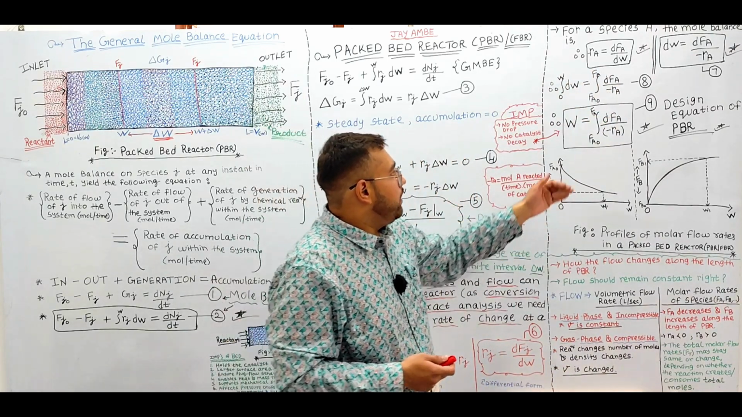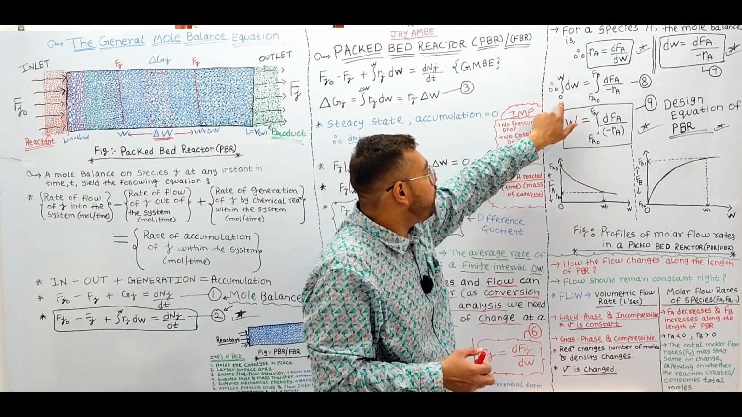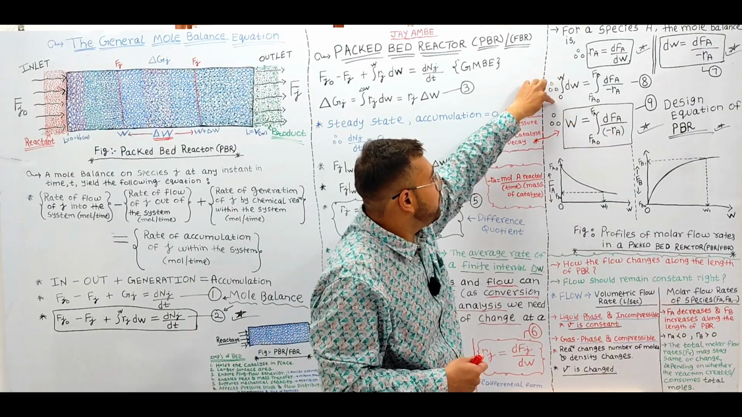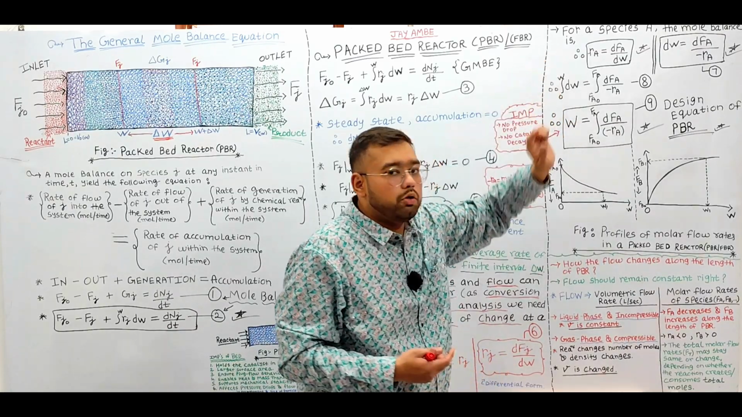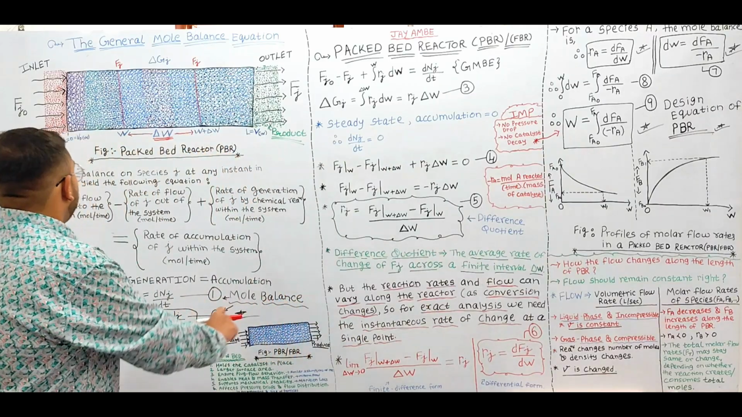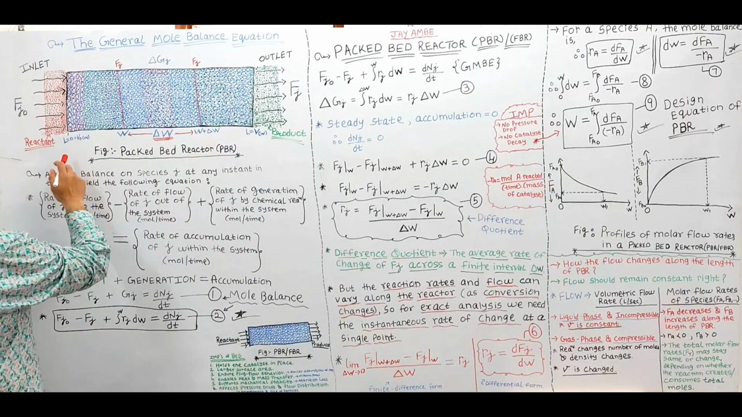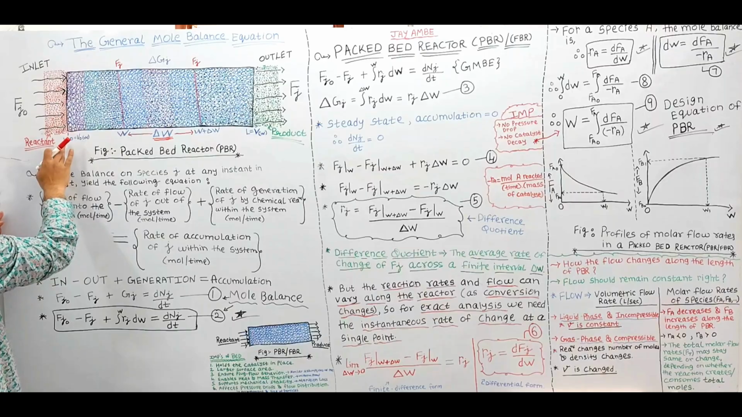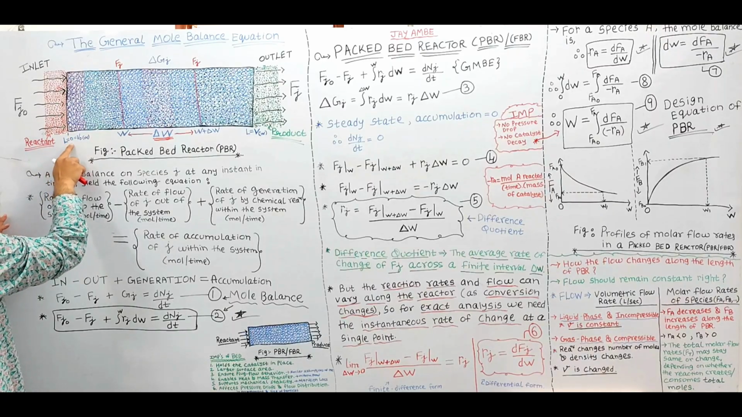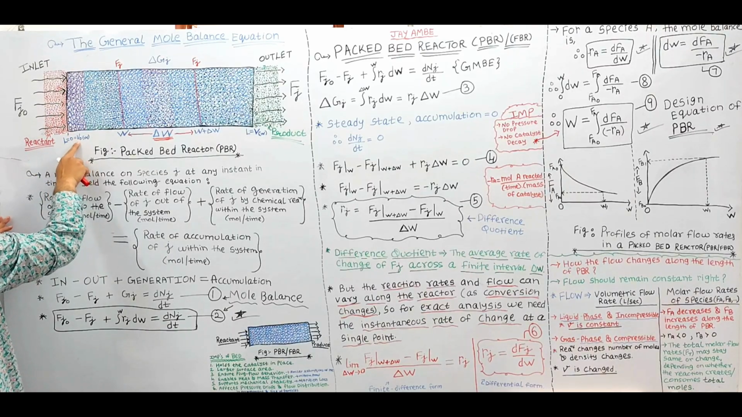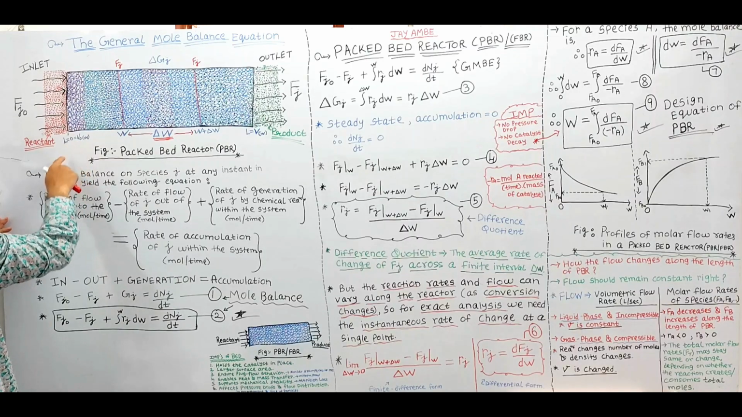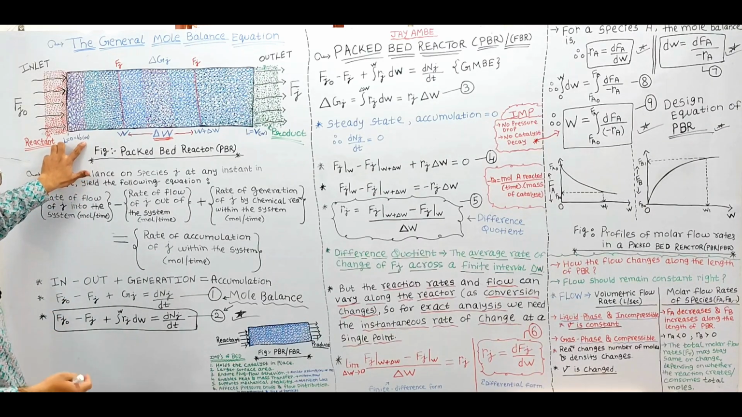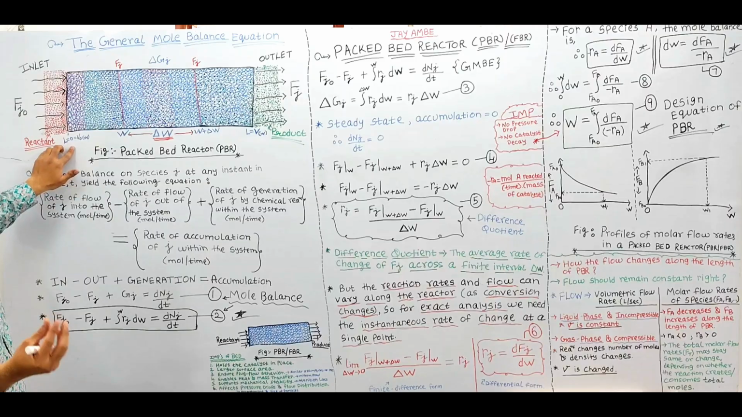So when we integrate these, how do we write the limits? I will make you understand from 0 to W. Here you can see at the initial length of the backbed reactor, where the length is equal to 0, we have the initial volume V naught equal to 0. So we have 0 weight of catalyst present at the inlet part, right?